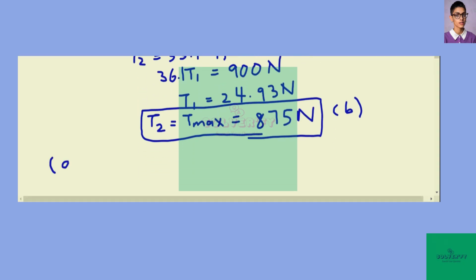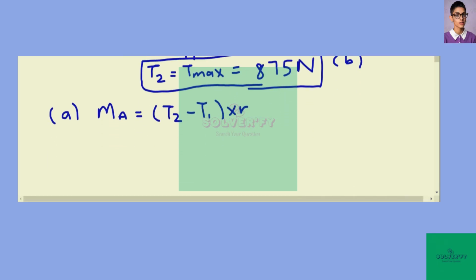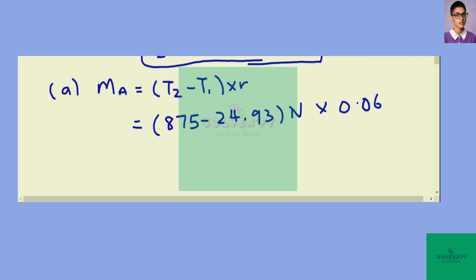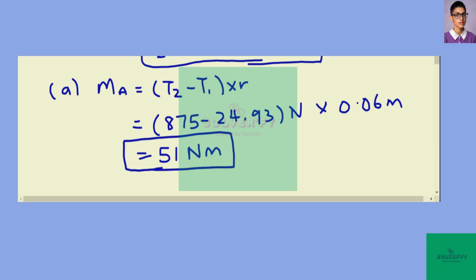Now to compute the moments for part A, we take the difference in the tension, so T2 minus T1 times the radius. So we take 875 minus 24.93 newtons times 0.06 meters, and we basically get 51 Newton meters, and that's our answer to part A.